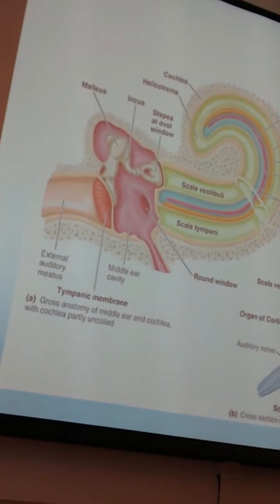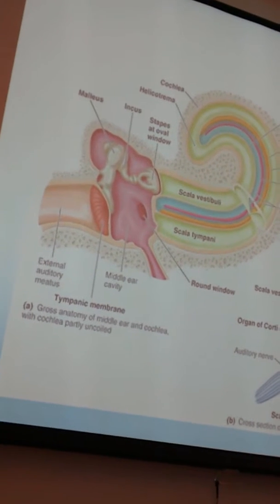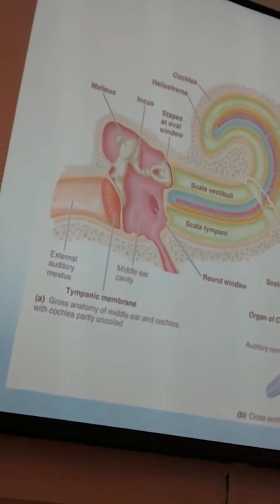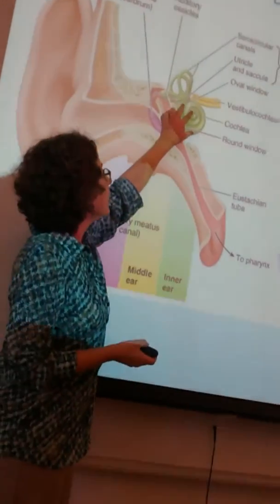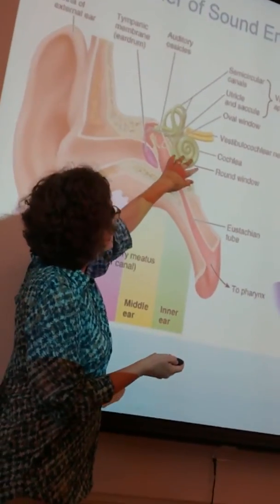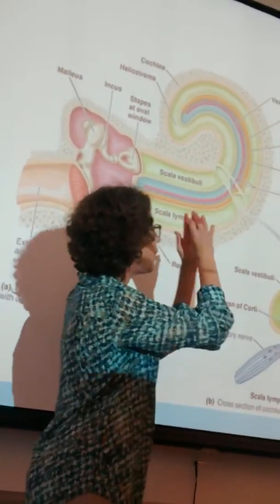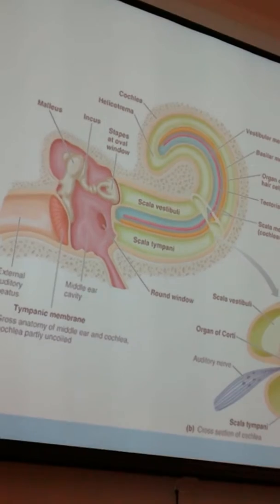So in the inner ear, we're talking about hearing, so we want to focus on the cochlea, which is a coiled snail-like structure. And so what we're looking at here is just the cochlea unrolled, and we're looking at a kind of a longitudinal section. So we're looking inside the cochlea.